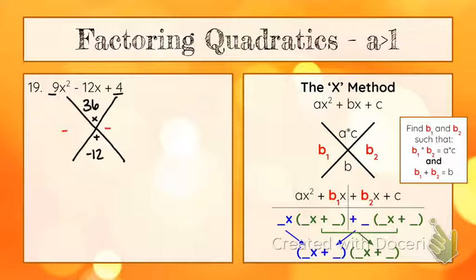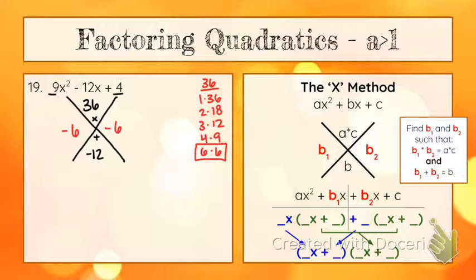All right, so the factors of 36 are 1 times 36, 2 times 18, 3 times 12, 4 times 9. 5 doesn't go, 6 times 6, and we repeated ourselves, so we're done. Now, which two of these add up to 12? That's going to be 6 and 6. So both of our factors are going to be negative 6. Negative 6 times negative 6 is positive 36, and negative 6 plus negative 6 is negative 12.